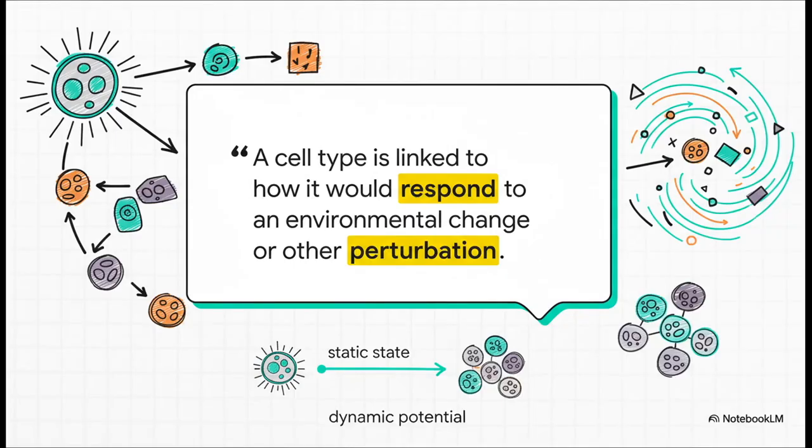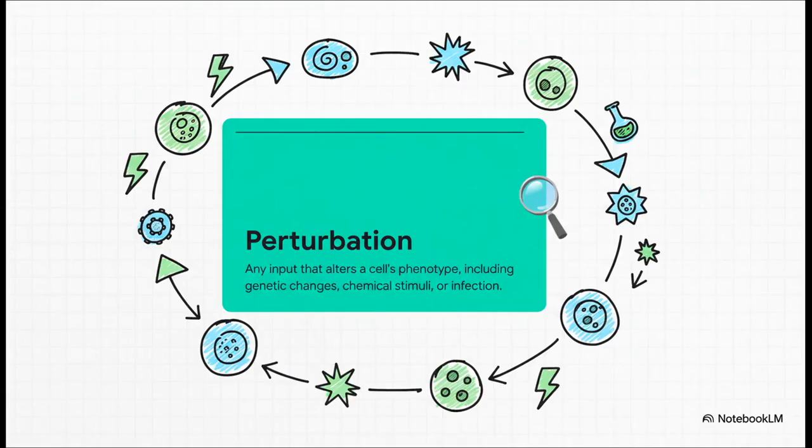And this quote here from Camp and Treutlein's work in Science just perfectly captures this new paradigm. It says, "A cell type or state is also linked to how the cell would respond to an environmental change or other perturbation." It's not just about what a cell is right now, but what it could become. So the idea is that a cell type is defined not only by its current gene expression profile, but by the entire spectrum of responses it's capable of having when you challenge it, when you perturb it.